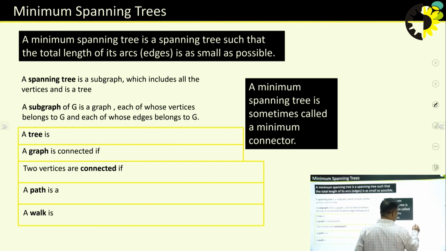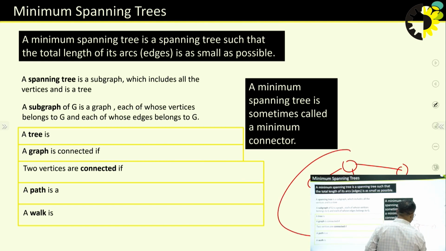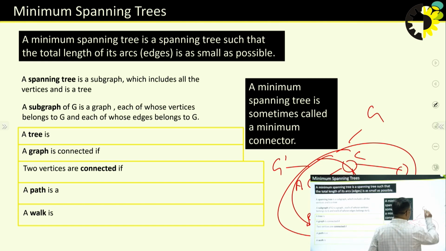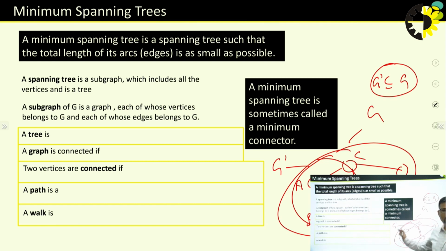Suppose this is the G, and we want to take a subgraph A, B, C, D, E. Then A, B, C, D is a subgraph, meaning G dash is a subset of G. This is called the subgraph. Got it?